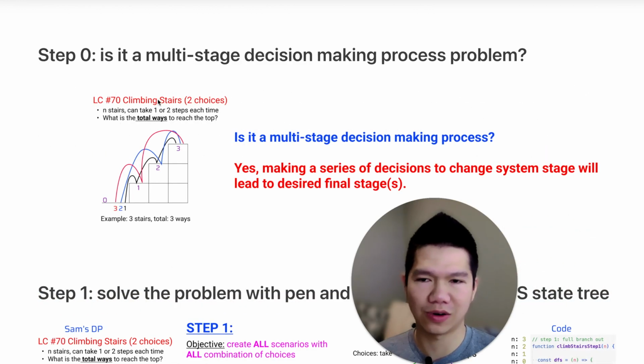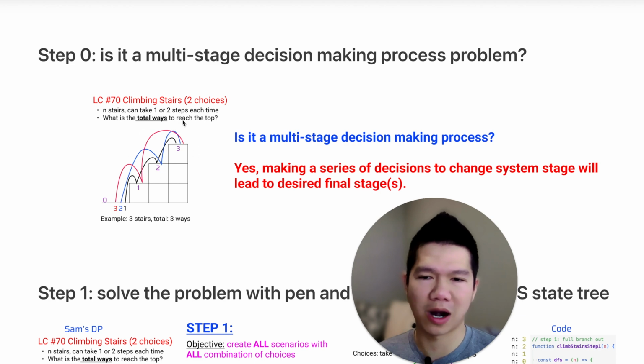First, let's try to understand our problem. Our problem is climbing stairs. We have n stairs, like what we have here, 1, 2, 3, with n equal to 3. At any position of the stair, we are allowed to take 1 or 2 steps. So if we are at 3, we can take 1 step to 2, or we can take 2 steps to 1. The question is, what is the total ways to reach the top? Or if we're from the top, what is the total ways to reach the bottom?